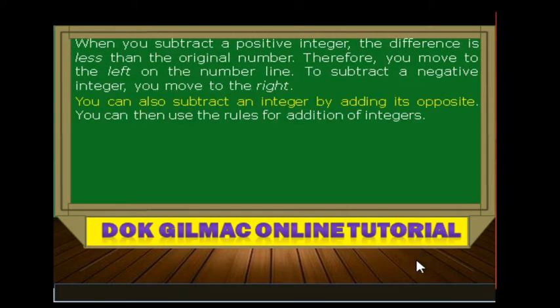When you subtract a positive integer, the difference is less than the original number. Therefore, you move to the left on the number line. To subtract a negative integer, you move to the right. Or you can also subtract an integer by adding its opposite. You can then use the rules for addition of integers. Take note, addition is the reverse process of subtraction.